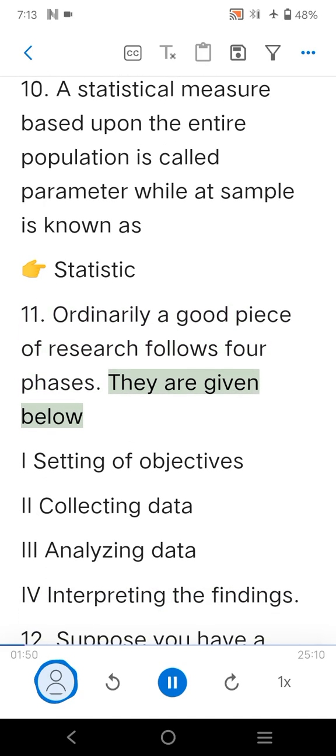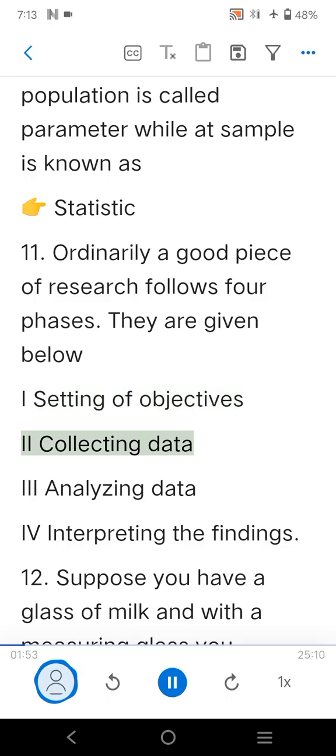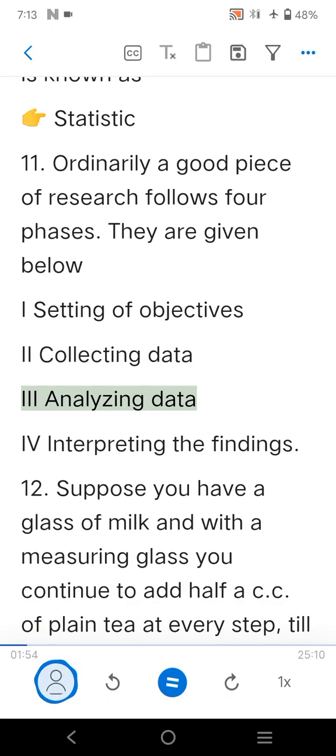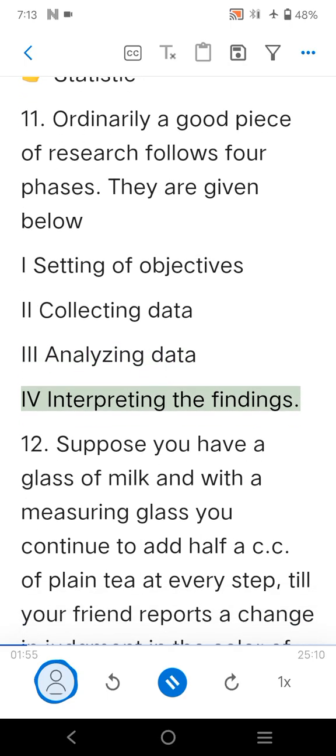11. Ordinarily, a good piece of research follows 4 phases. They are given below. I. Setting of objectives. II. Collecting data. III. Analyzing data. IV. Interpreting the findings.